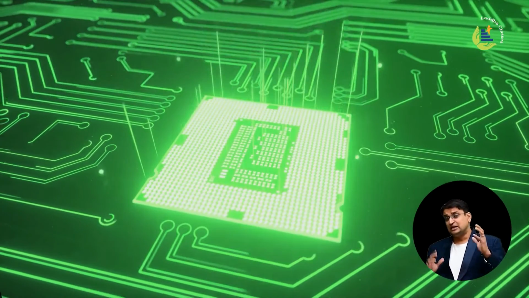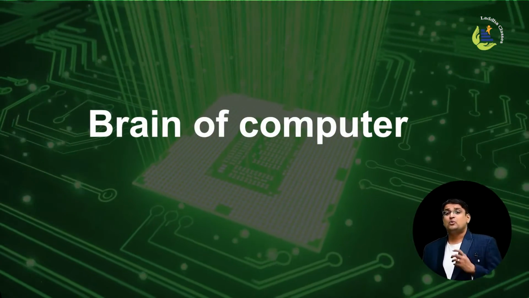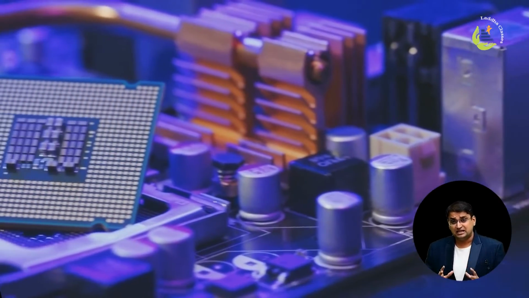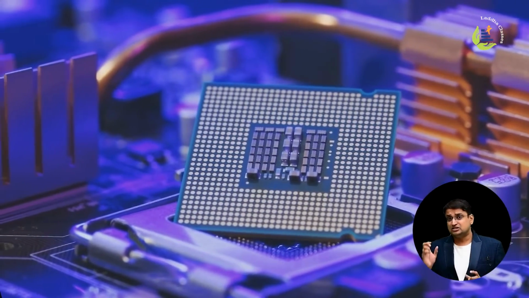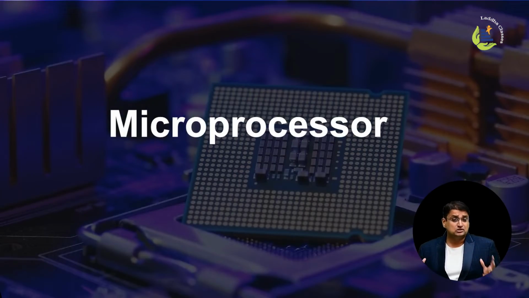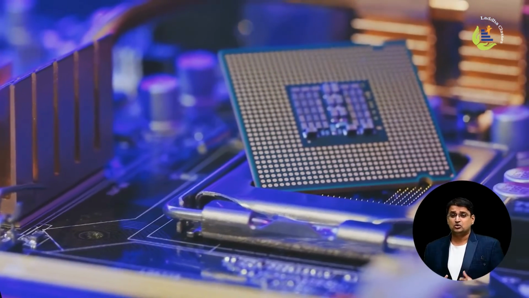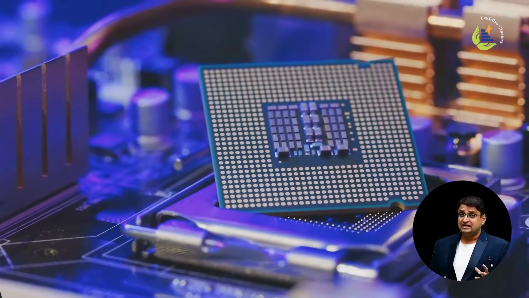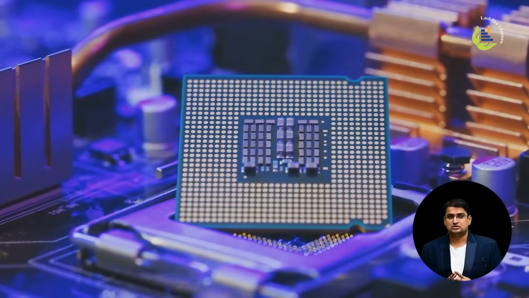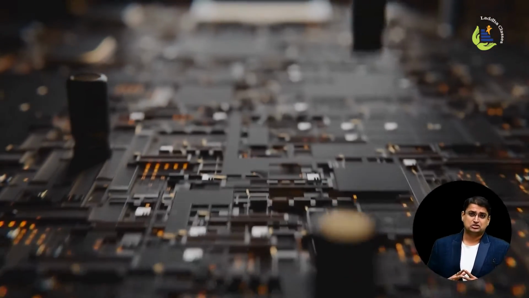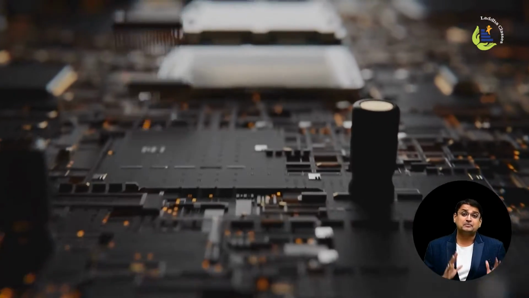Central Processing Unit is often called the brain of computer. The CPU is fabricated as a single integrated circuit, IC, and is also known as microprocessor. A CPU controls all the internal and external devices and performs arithmetic and logic operations. The CPU consists of following main subsystems.